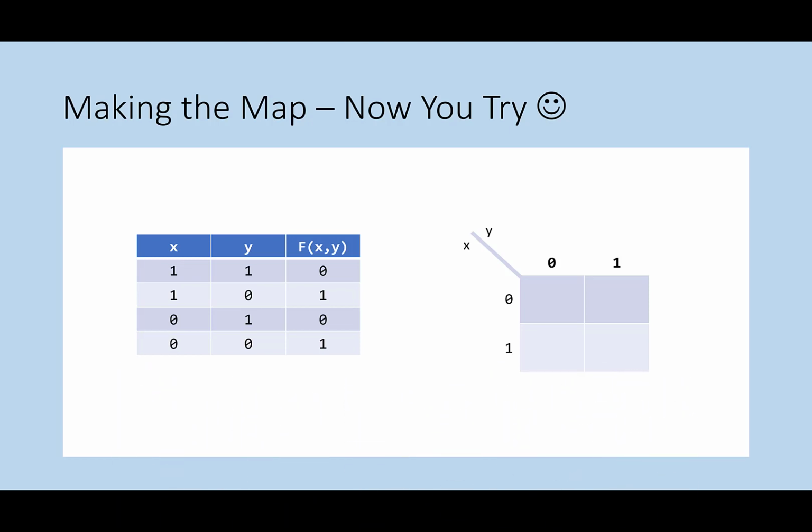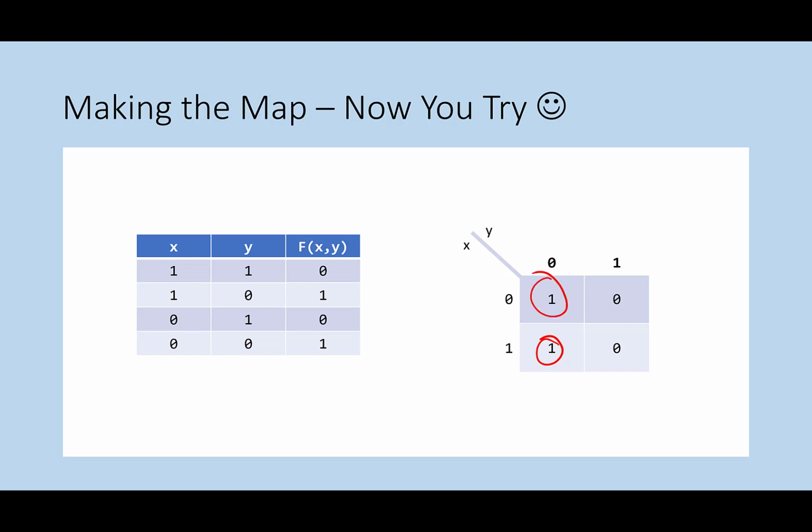Okay, hopefully you got it, and here is the answer. The first one there is where x is 1 and y is 0, which is this one right here. X is 1, y is 0. And the second spot is where they're both 0, which is that spot right there.